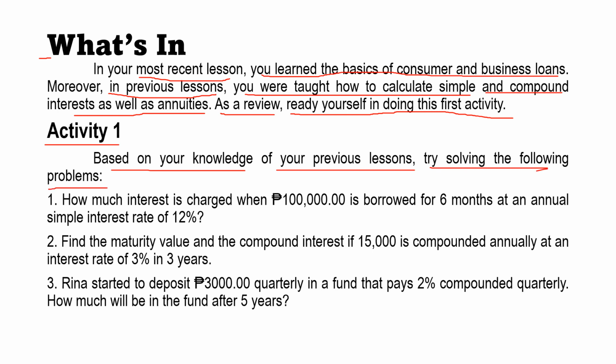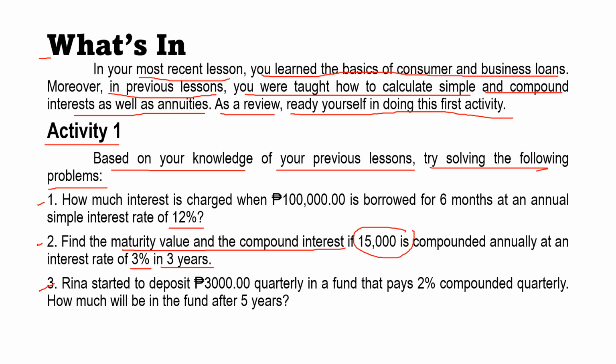Here there are given problems, and you are asked to find something, for example, the unknown variables. For number one, how much interest is charged when 100,000 pesos is borrowed for 6 months at an annual simple interest rate of 12%? For number two, find the maturity value and the compound interest if 15,000 pesos is compounded annually at an interest rate of 3% in 3 years.